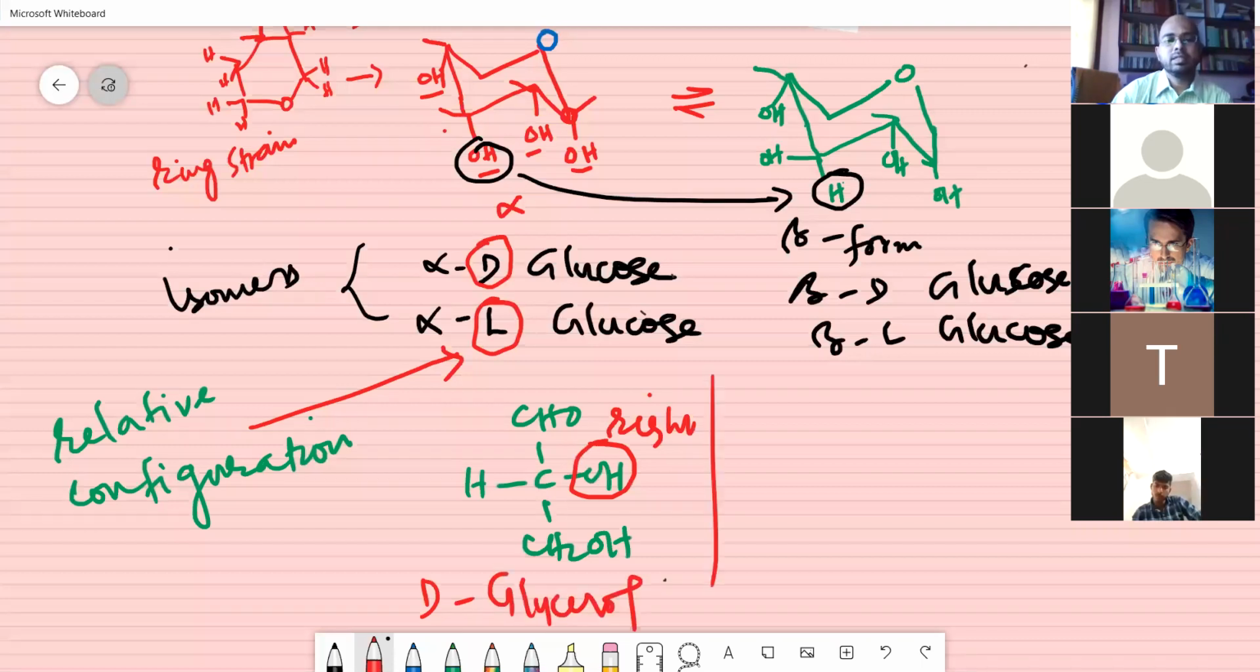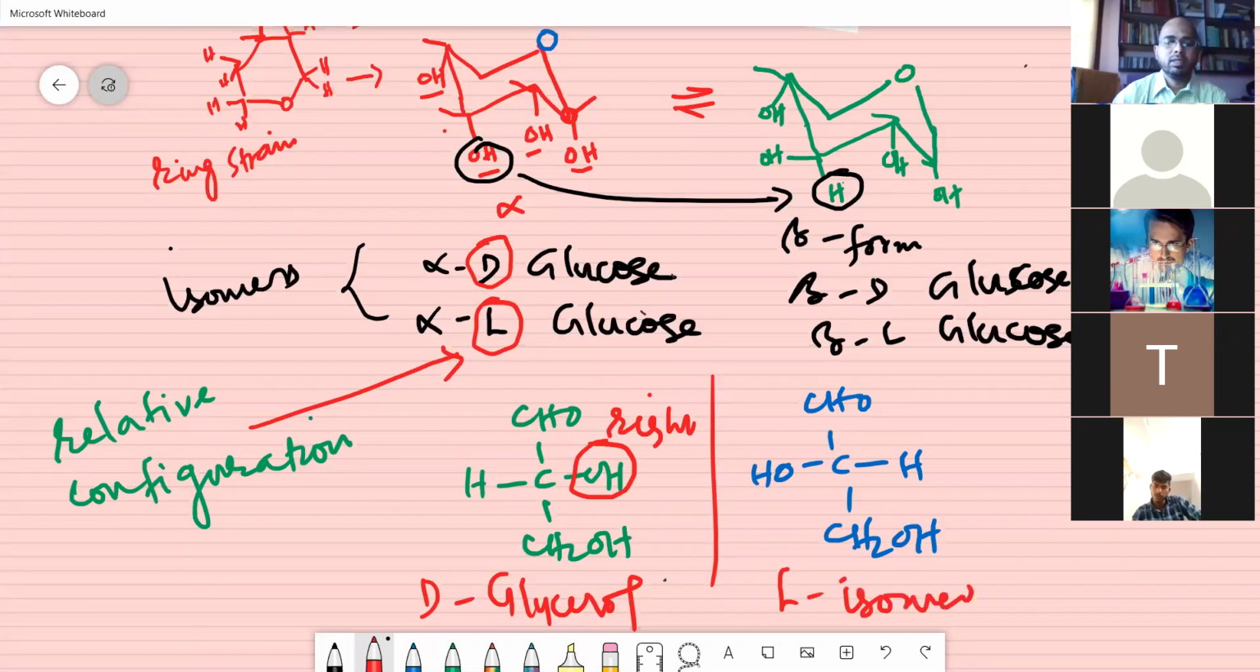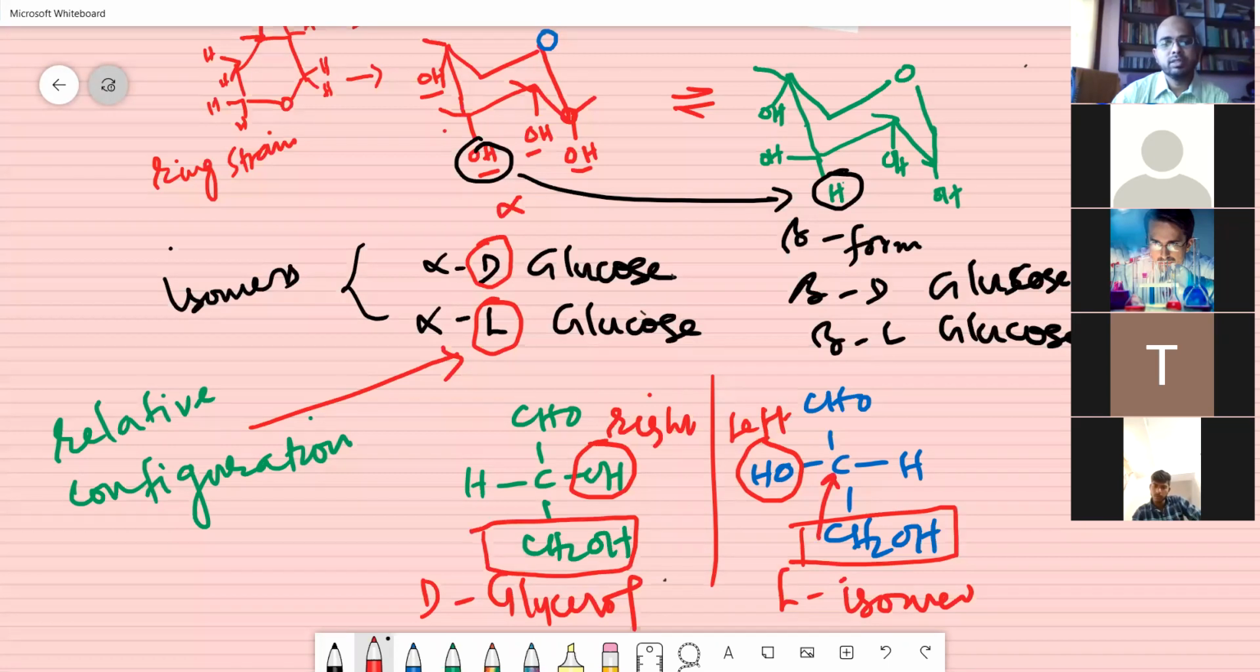Next isomer is CHO, COH, and H, and here you have a CH2OH. This is the L isomer, and that was the D isomer. Now you will have OH on the left side. So you have to compare the last CH2OH and the carbon atom just before the last. So this and this, you are going to call it a relative configuration.